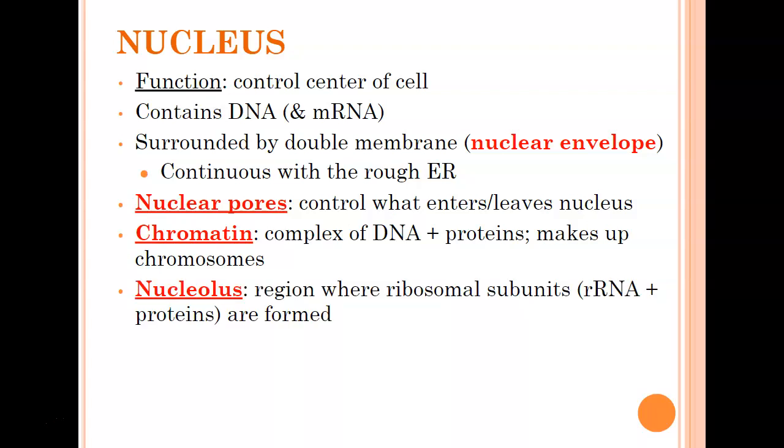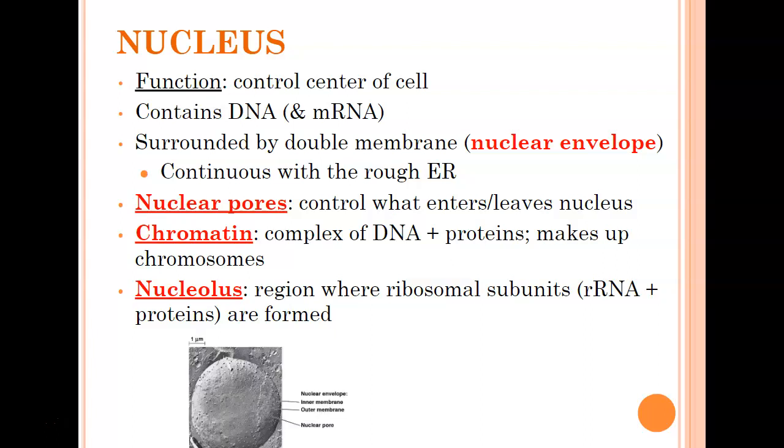The nucleolus is where the RNA subunits live. So we're going to learn about different kinds of RNA. There's mRNA, tRNA, and rRNA. rRNA is responsible for making up the ribosomes. So those subunits are formed inside the nucleolus, and then they can go wherever they need to go from there, but that's where they're made.